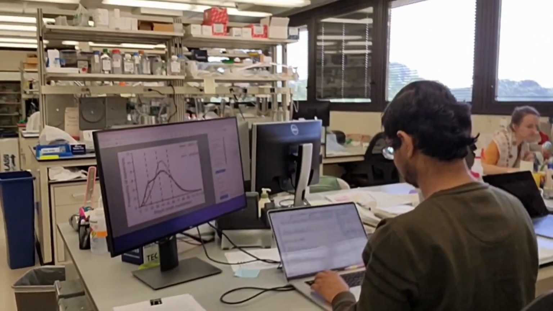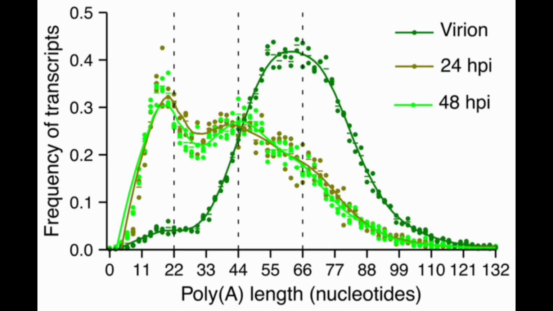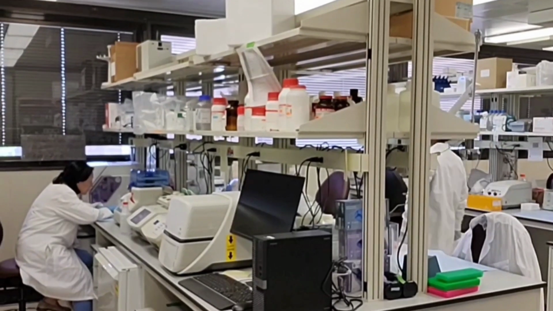Changes in polyA tail lengths coincide with a shift in the uridylation peak from approximately 60 to less than 22 nucleotides, with an intermediate peak at 44 nucleotides.